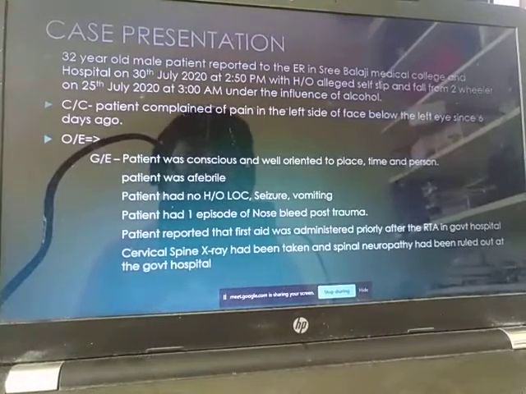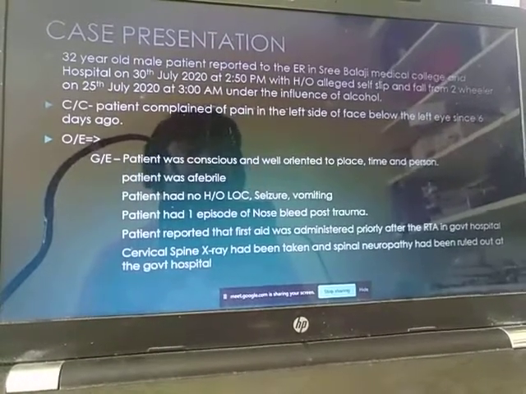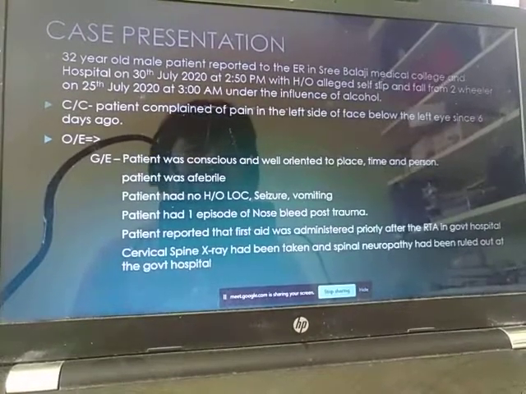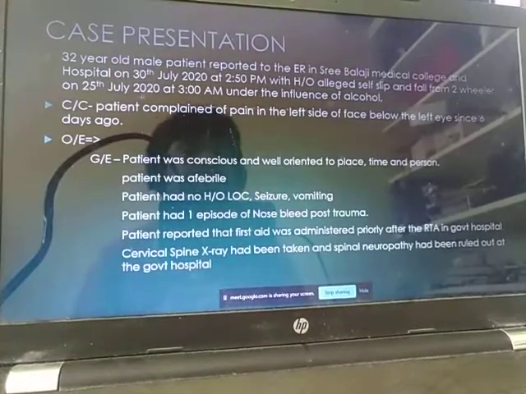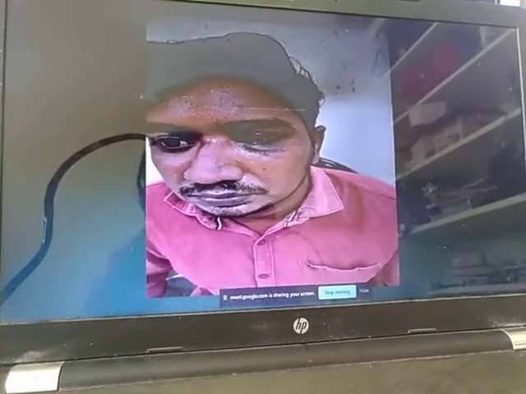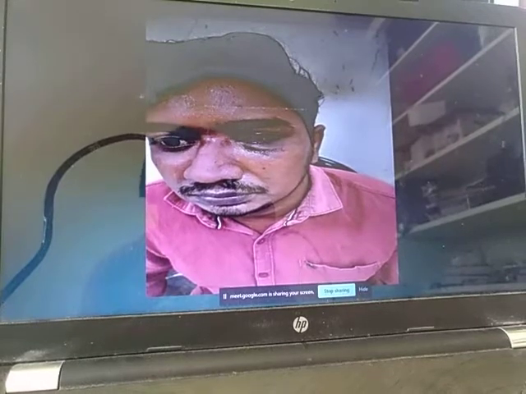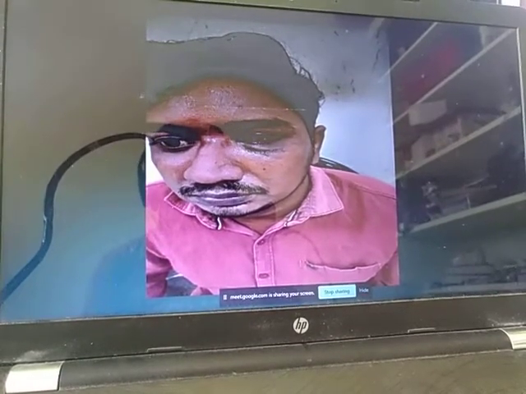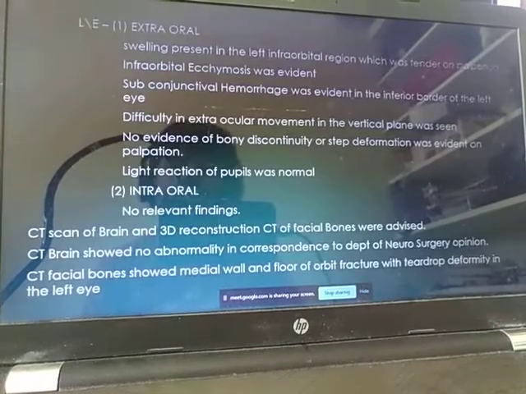Patient reported that first aid was administered prior to this after the RTA in a government hospital. In the government hospital itself, the cervical spine X-ray had been taken and cervical spinal neuropathy had been ruled out. So this is the patient when he arrived. You can see there is a swelling in the infraorbital region in the left eye, and there is still evidence of periorbital ecchymosis.